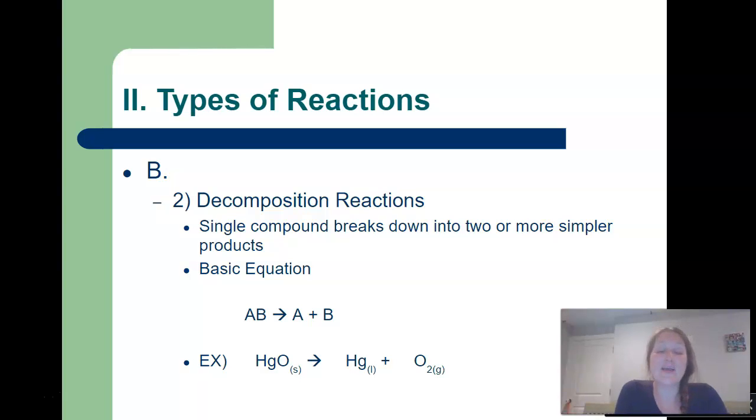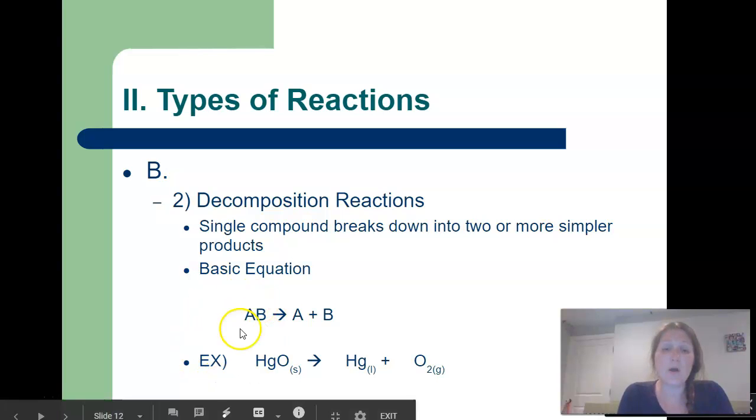Our second type of reaction is a decomposition reaction. It's literally the opposite of combination. Here we start with one reactant and it breaks down into 2, 3, or 45 products. An example is solid mercury(II) oxide making liquid mercury and gaseous oxygen.